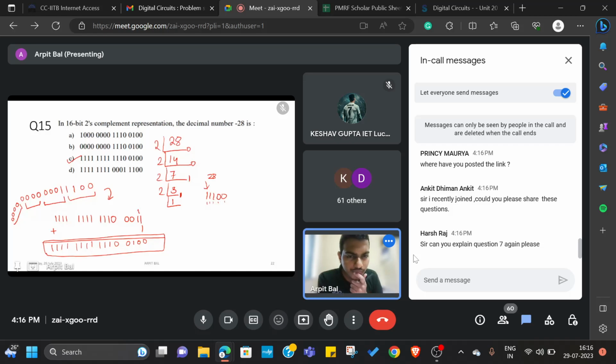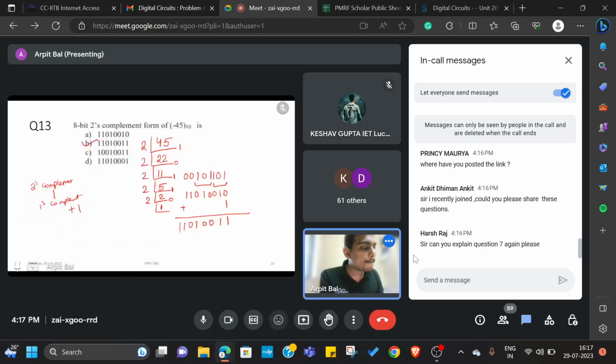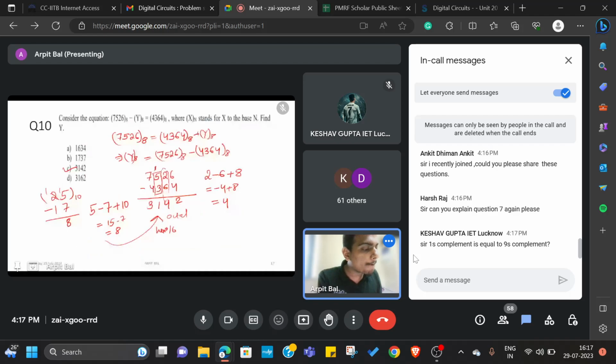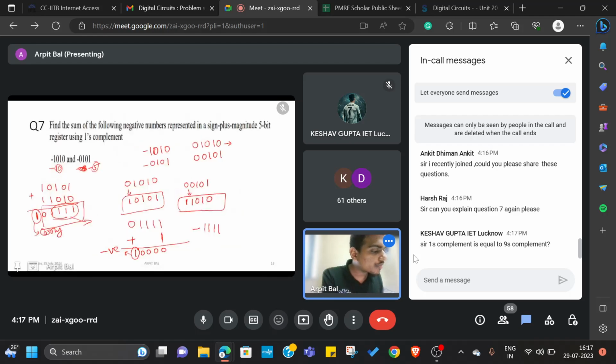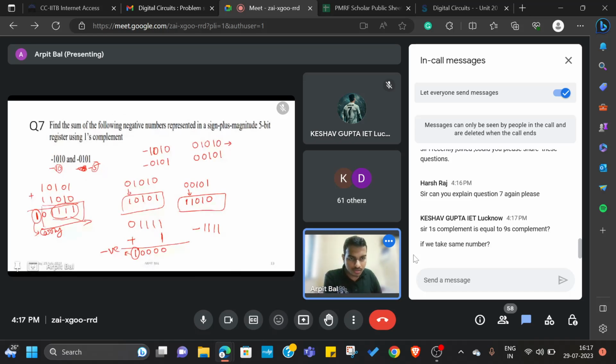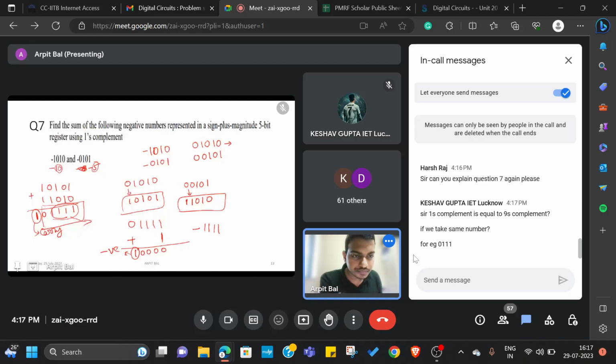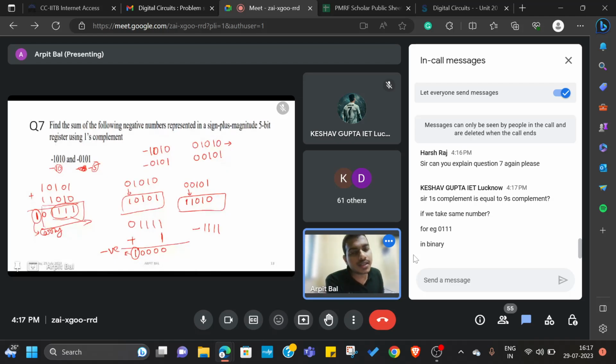Can you explain question 7 again? Yeah, I'll explain question 7. 1's complement is equal to 9's complement if we take the same number. Sorry, I didn't get your doubt. Can you elaborate a bit, Keshav? For example, 0, 1. Yeah, exactly. I understood your point.